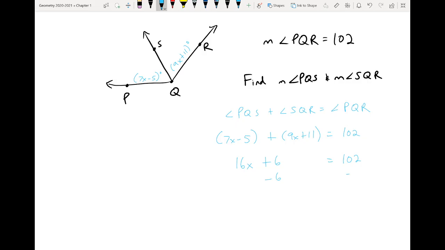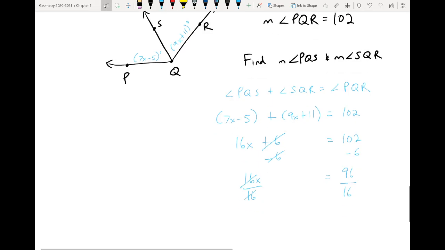Let's go ahead and subtract 6 from both sides. So we're left with, on the left side, 16x. 102 minus 6 is 96. And then to get the x by itself, we're going to divide both sides by 16. The 16s on the left side are going to factor out, and x is equal to the result of 96 divided by 16, which if you put it in your calculator, you're going to find is equal to 6.